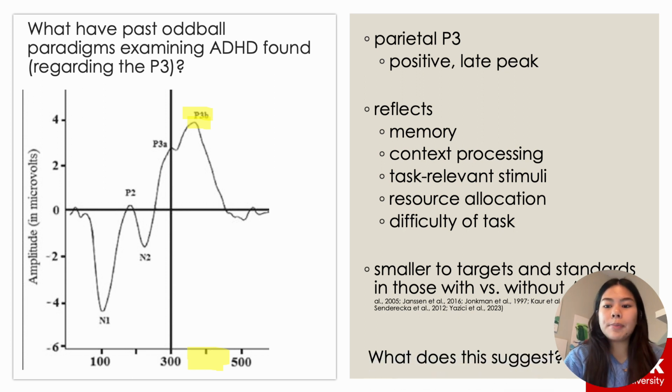So this suggests that people with ADHD, again, have a more bottom-up dominant directed attention processing by focusing on the task irrelevant stimuli and that novel, distracting, salient stimuli compared to people without ADHD. And again, people with ADHD have differences in evaluating and processing the target stimuli by that smaller amplitude.